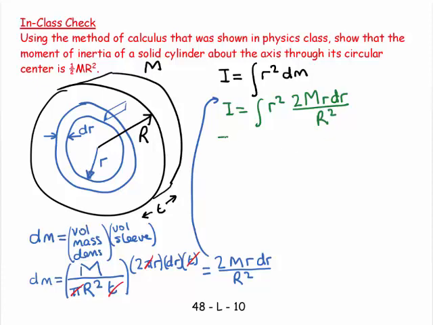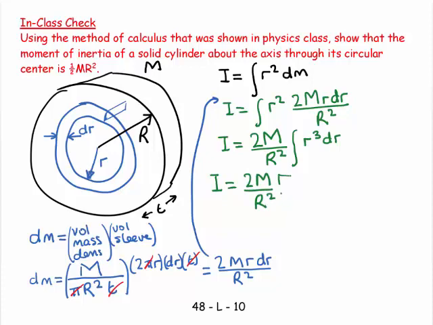Let's take out all the constants. Well, 2 is a constant and the mass of the system is a constant, and big R, the radius of the system, is a constant, and that leaves my integral of r cubed dr. So I is equal to 2M over R squared, and this is going to be r to the 4th over 4, and my limits, the smallest sleeve has 0 and the biggest sleeve would be R meters away.